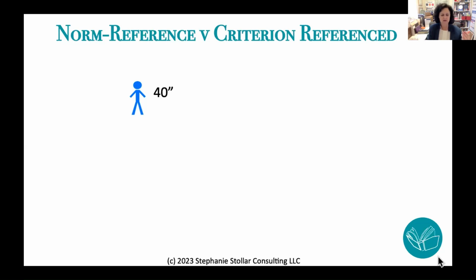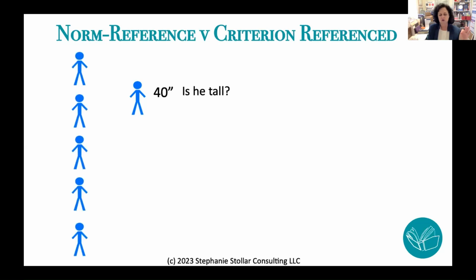That means that we are taking an individual student's score and comparing it to a group of students who also had the same test. So to take it outside of reading, I can use an example of a little child who is 40 inches tall, and I might ask, is he tall? A norm referenced way to interpret his height is to compare him to other students his age. And I could say his height is at the 75th percentile compared to other students his age. That would be a norm referenced interpretation of his height.